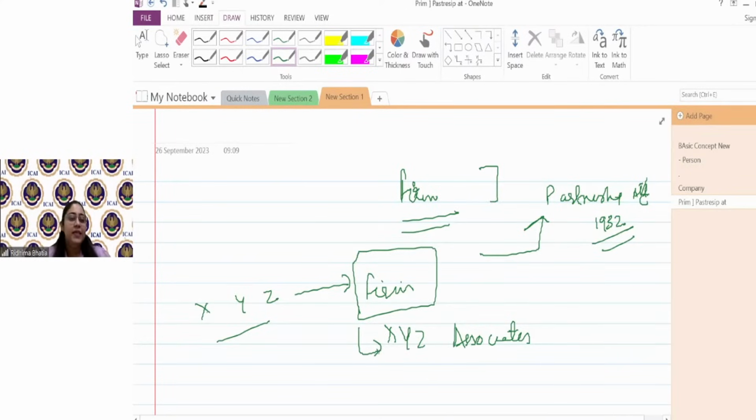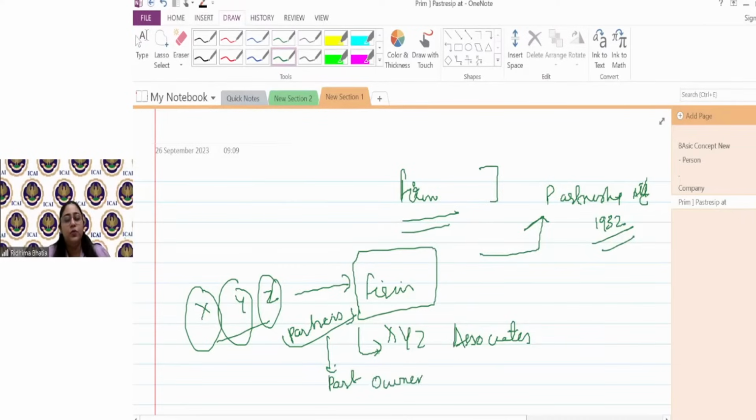Now, X, Y, and Z are individual in their individual capacity, but they are also partners of the firm. They are also partners, and partners come with a term called part owners. Part owners. अगर इन दोनों words को मैं combine कर दूं तो वो word बन जाता है partner. So they are the part owner. थोड़ा हिस्सेदारी है उनका firm में.